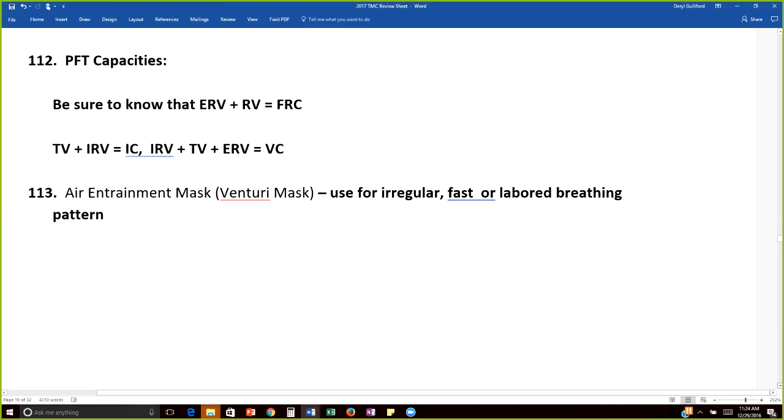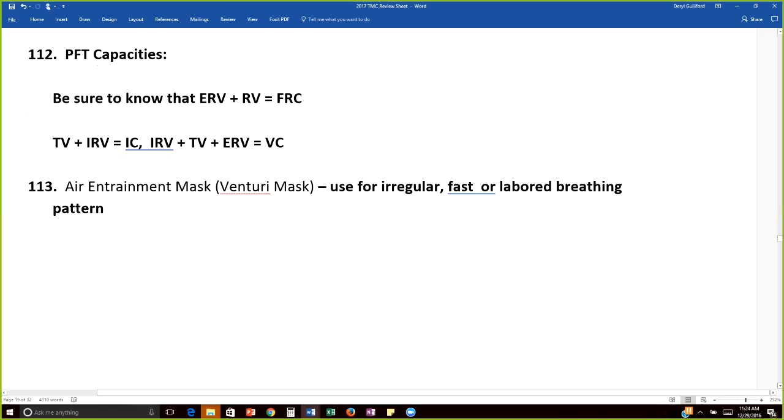And then the PFT capacities, just make sure that you know how they add up. ERV plus RV is FRC. Tidal volume plus IRV is inspiratory capacity. IRV plus tidal volume plus ERV is vital capacity. All right.